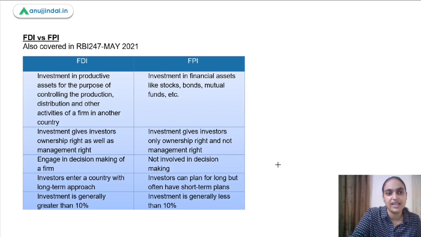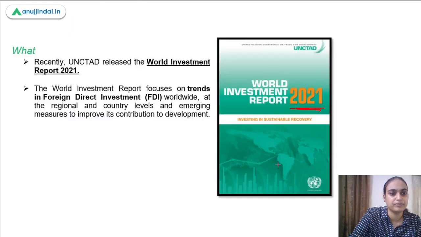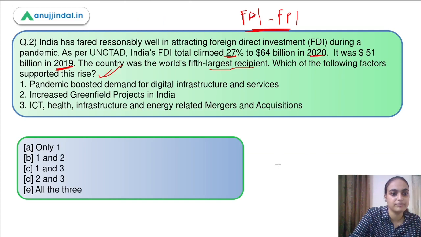Okay. Then this is the slide where FDI and FPI differences are there. You can just pause it and read it. I have already discussed it in a previous session. Moving back to our question, we had to identify the reasons for the rise. So first and third have been the reasons. So the answer is option C. Second, increase in greenfield projects, is not true. Okay.